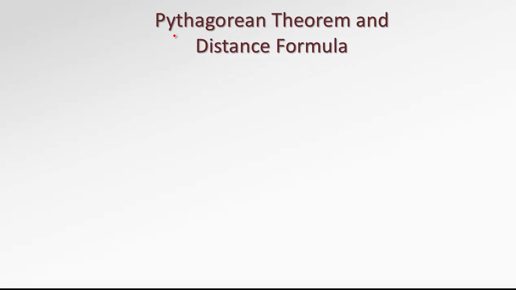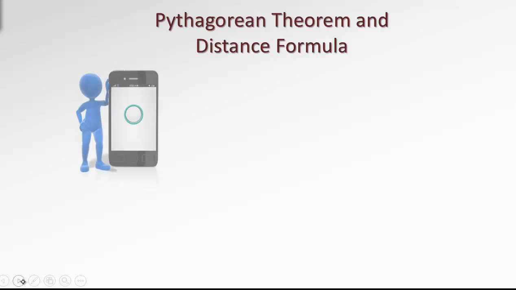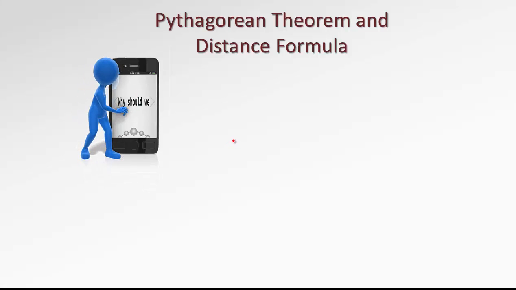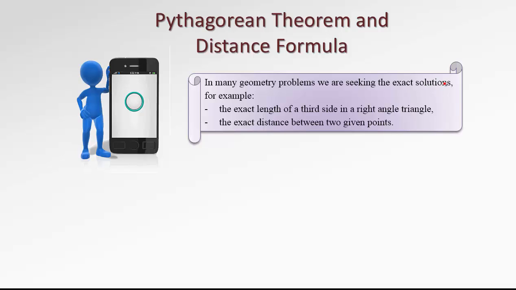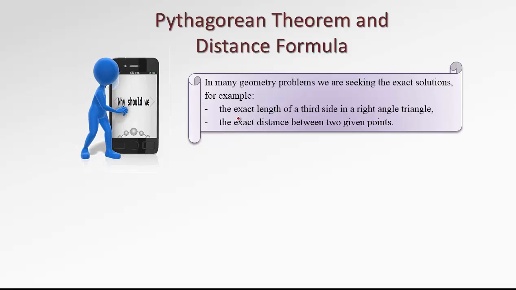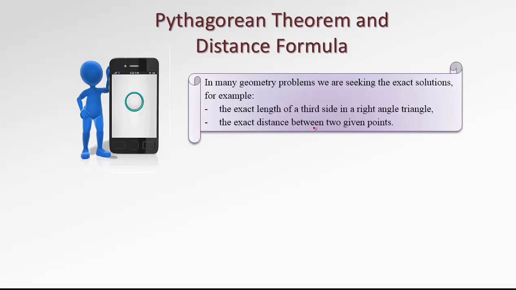In this lesson, we'll talk about the Pythagorean theorem and the distance formula. Why is it important for us to know how to simplify roots? Well, in many geometry problems, we are seeking exact solutions. For example, we may be asked to find the exact length of a third side in a right-angled triangle, or the exact distance between two given points.